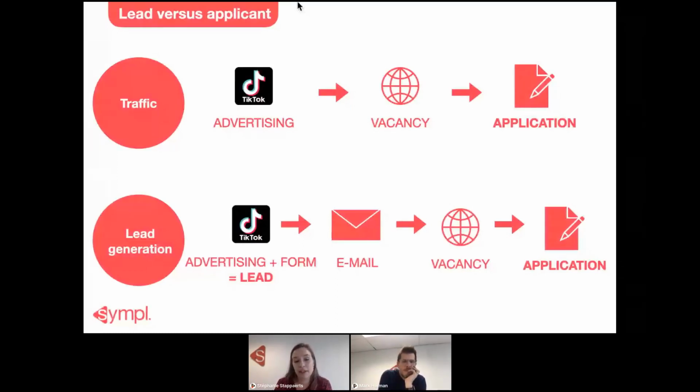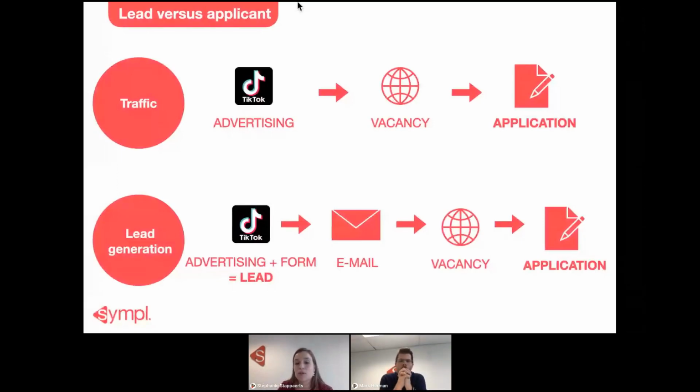So when you have a lead, you can contact them by email. You can send them an email and say, hey, I saw you filled in the form on TikTok. If you really want to apply, let's have a look at our vacancy, and you can fill in the application form. So then they come to your vacancy page, and then they actually apply on your website.